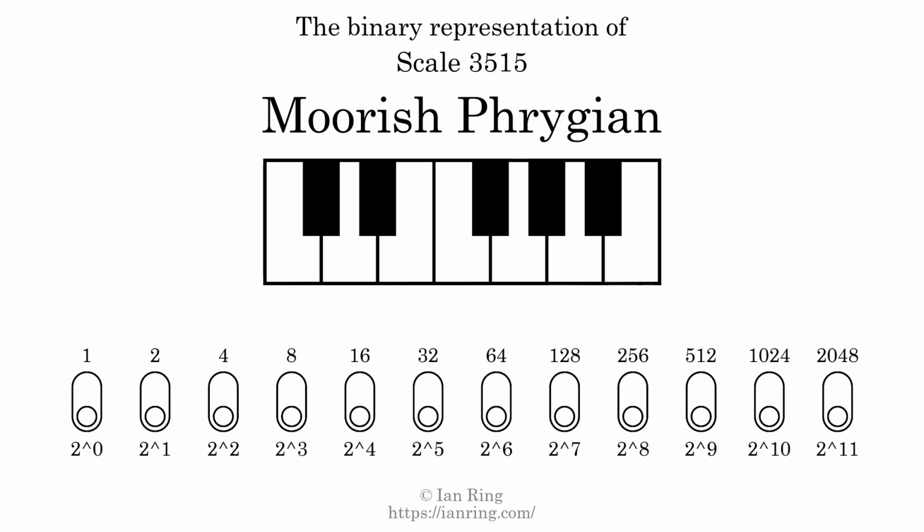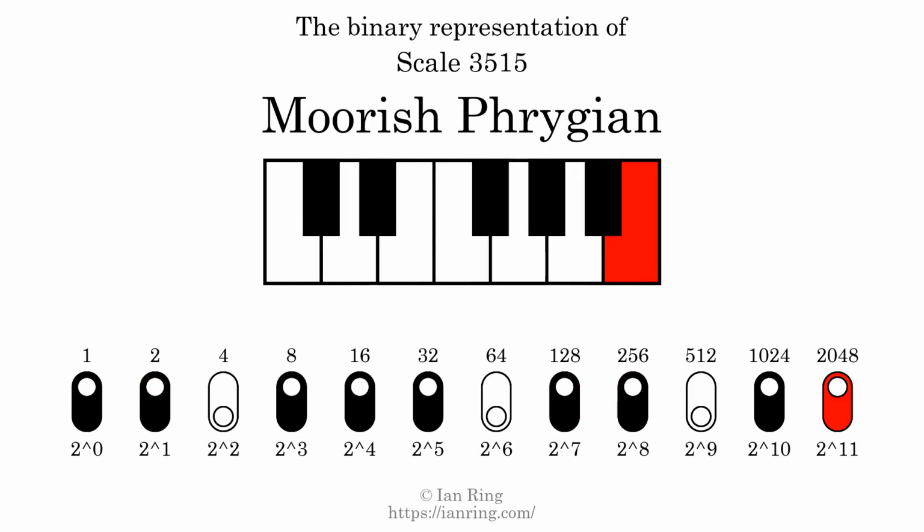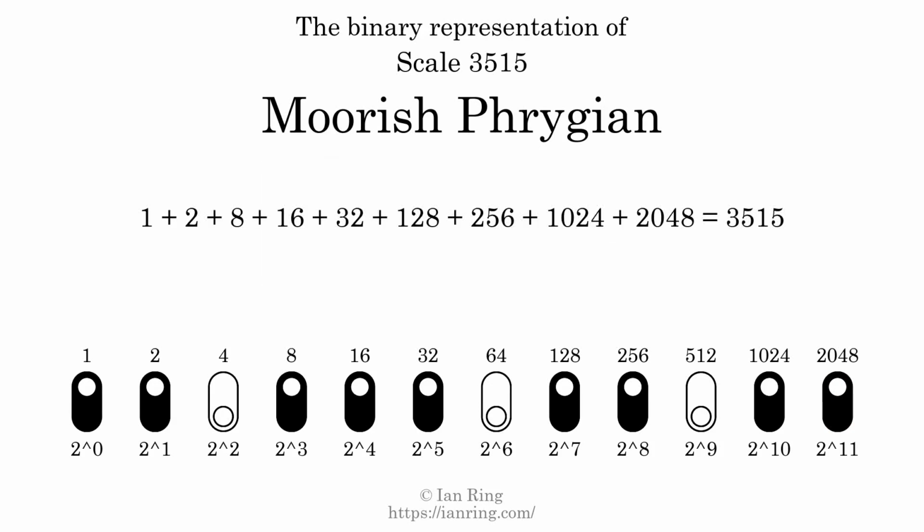The binary representation of this scale is determined by mapping tones of the scale to binary digits. Each binary digit represents a power of 2. To get the scale number, we add the powers of 2 together. The powers of 2 that are present in the scale, all added together, equals 3515.